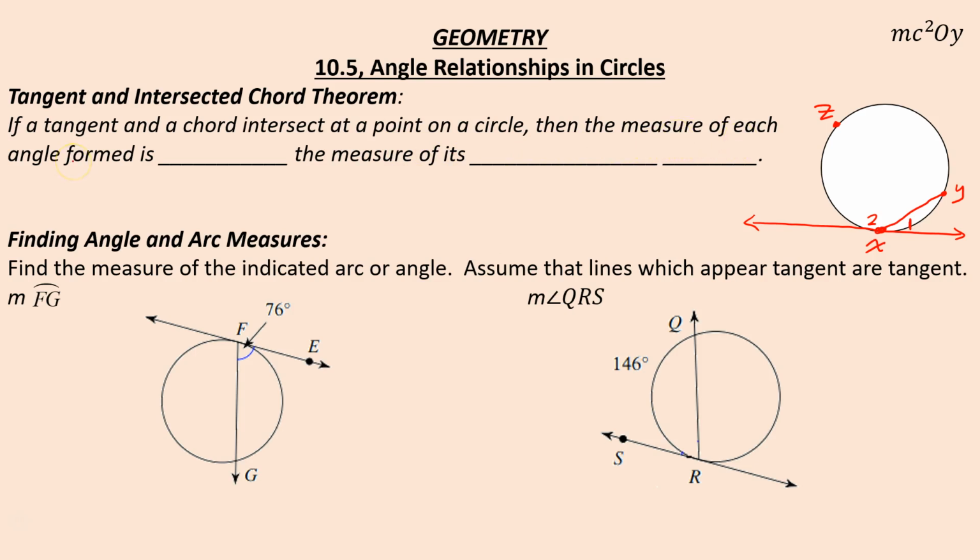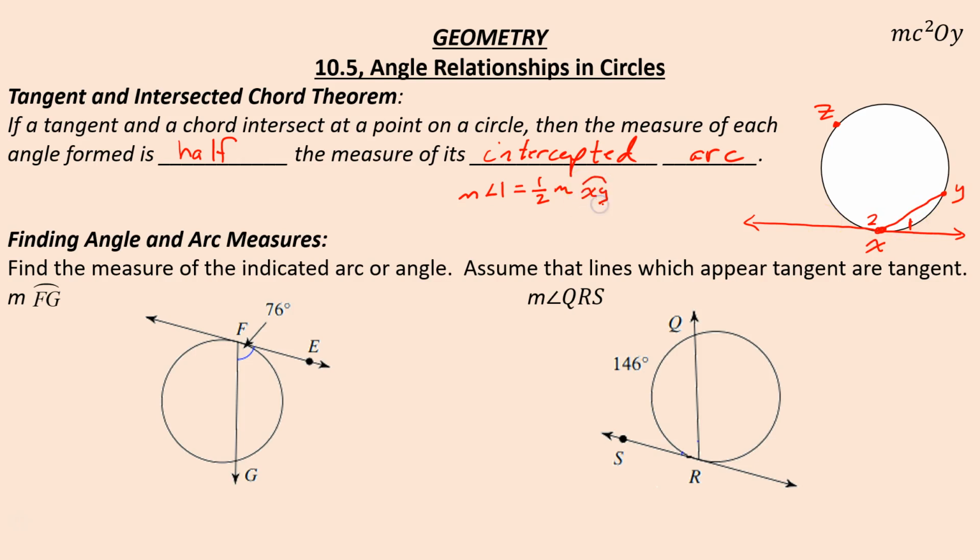Okay, so if the tangent and chord intersect at a point on a circle, then the measure of each angle formed, angle 1 or angle 2, is half the measure of its intercepted arc. So what does that mean? That means the measure of angle 1 would be equal to 1/2 the measure of the intercepted arc, and the intercepted arc is XY.